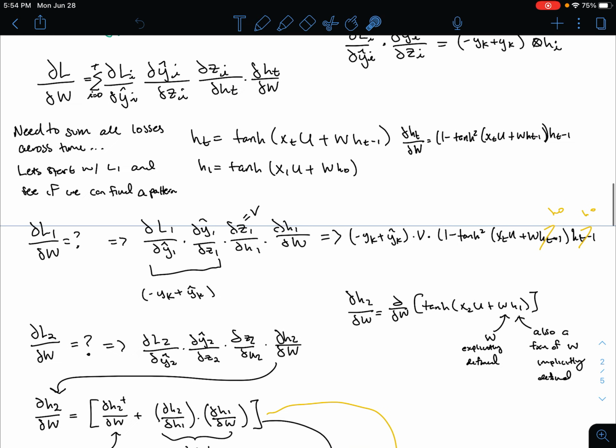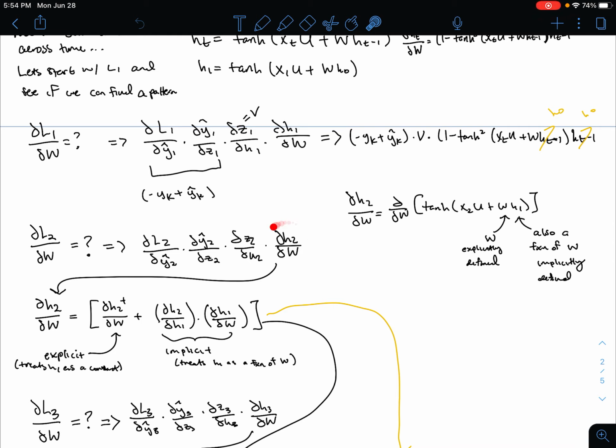Okay, so to find that, ∂H2/∂W is not just a simple expression. It's not explicitly defined. It's actually defined in both ways. If you look right here, we're going to see that it's defined not only explicitly here with a function of W, but H1 is also a function of W, so that we have an explicit definition and also an implicit definition. And so when we take that derivative, we're going to have an explicit part added to that implicit part right here, which is the derivative of H1 with respect to W.